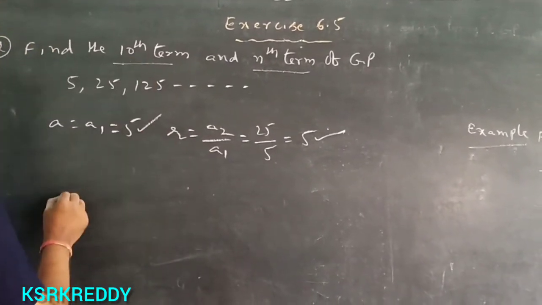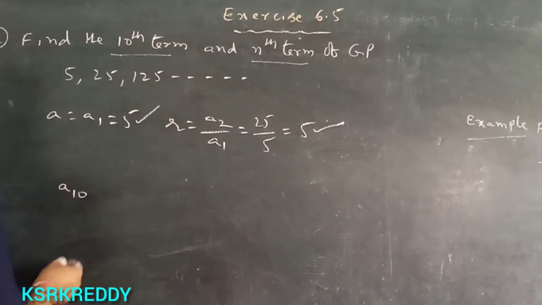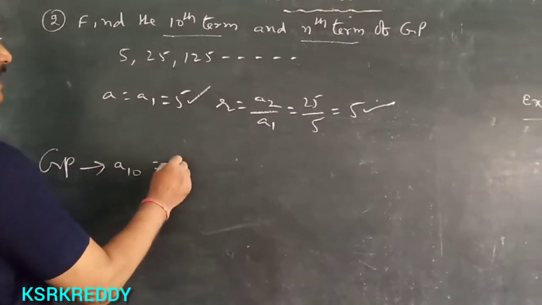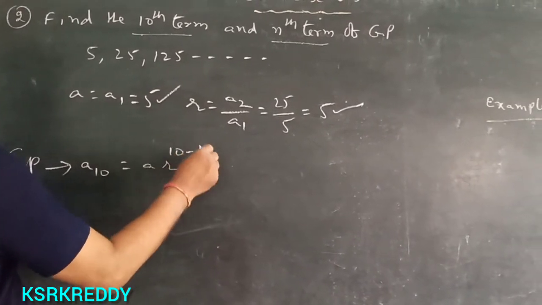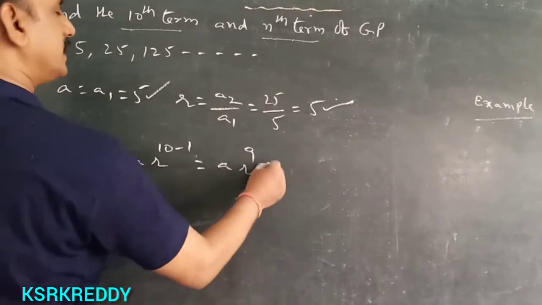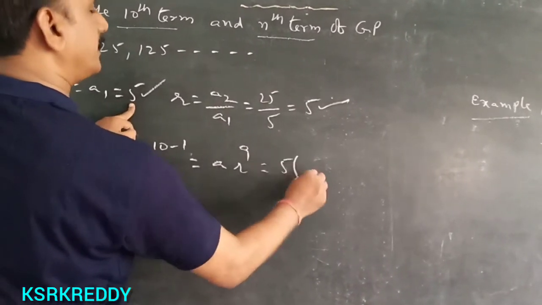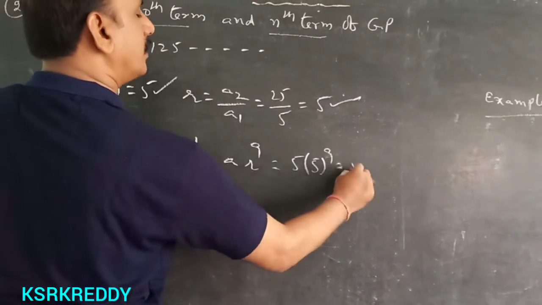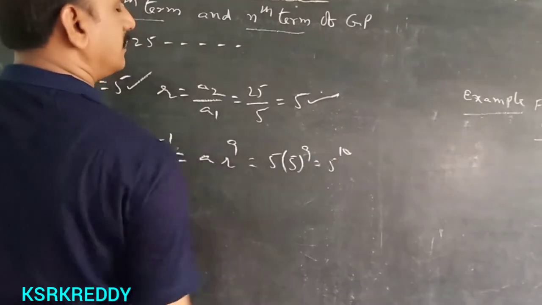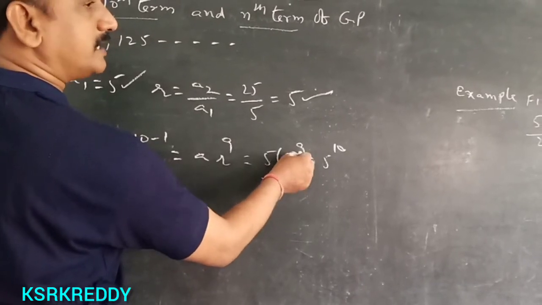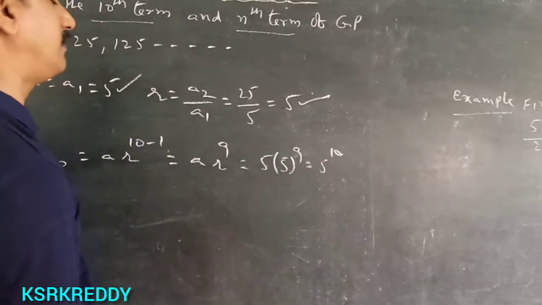So 10th term a10 in GP is equal to a into r to the power of 10 minus 1, so a into r to the power of 9. What is the a value? 5 into r, 5 to the power of 9. That equals 5 to the power of 10. That means 5 to the power of 1 into 5 to the power of 9. So 5 to the power of 1 plus 9 equals 10.